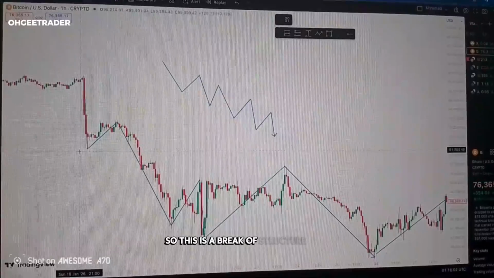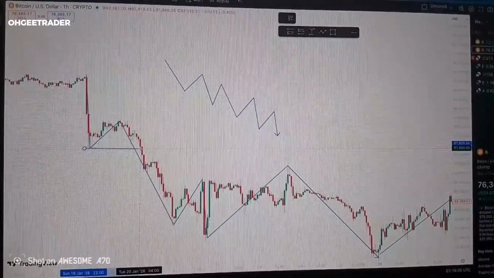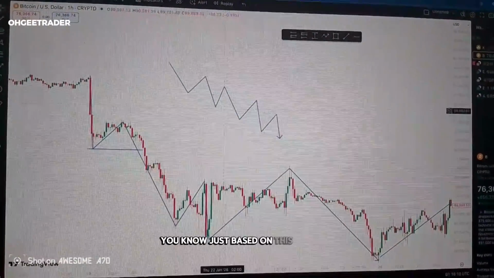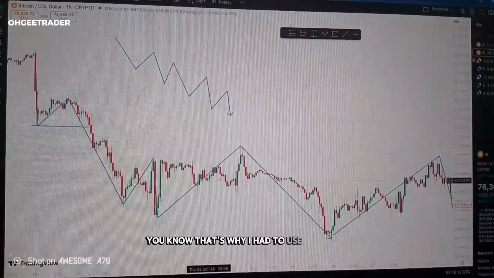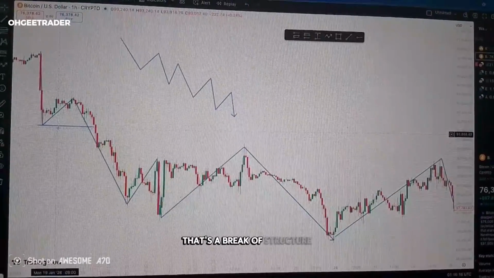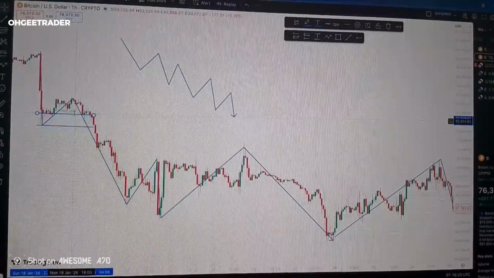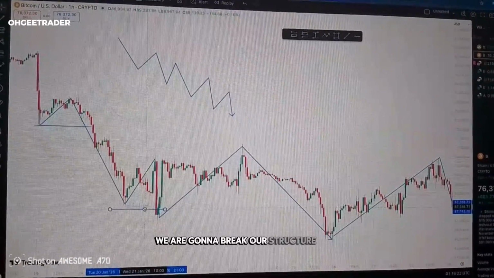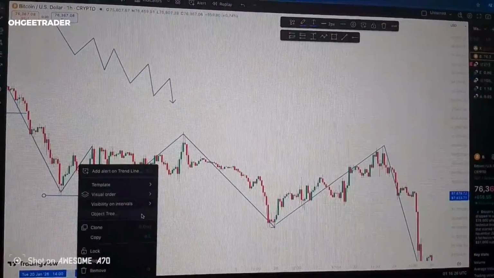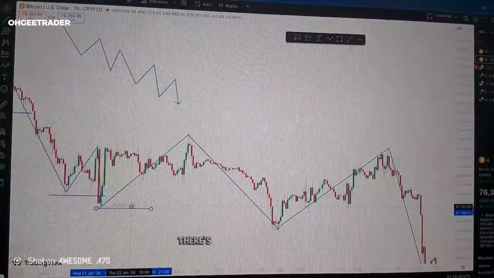So this is a breakout structure here. This is a breakout structure here. Just based on this diagram, that's why I have to use this tool, because it looks similar to this diagram. That's the break of structure. We have another break of structure here. We have another break of structure here. It's another break of structure.